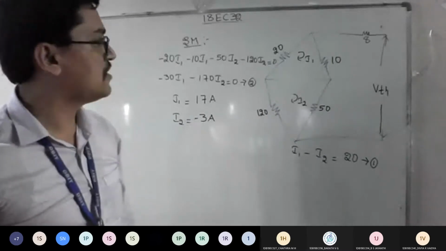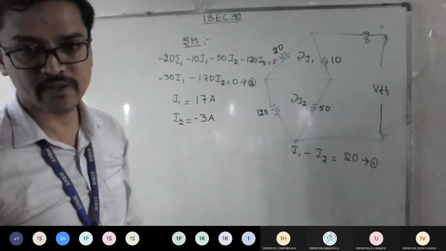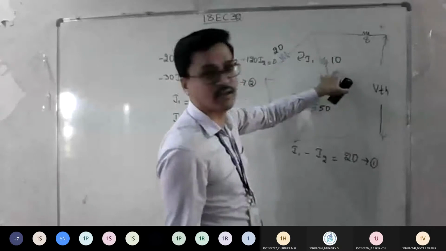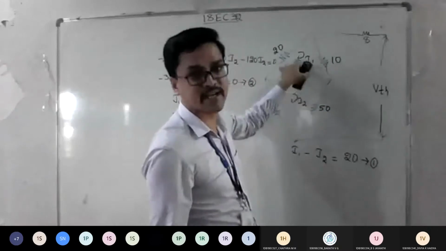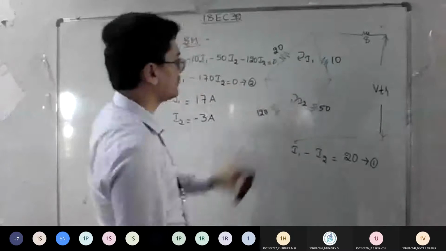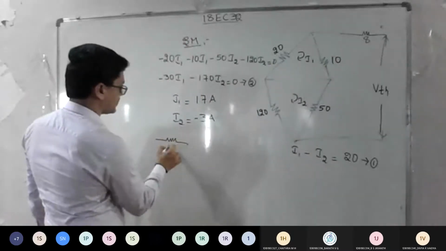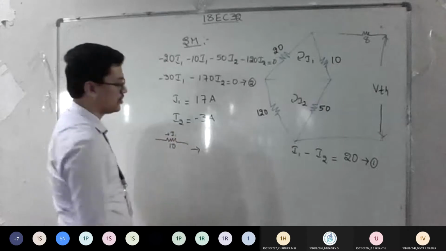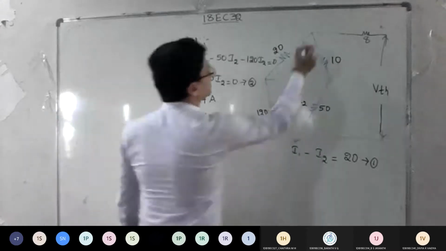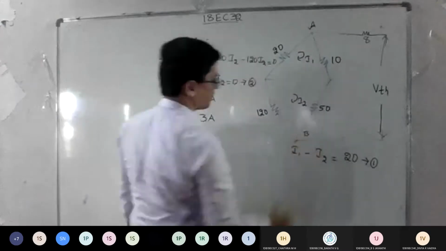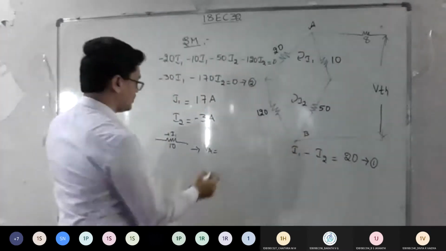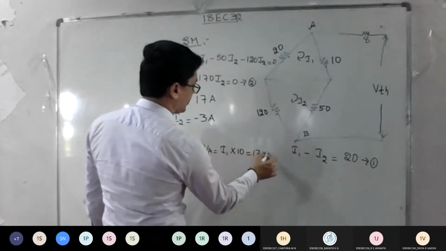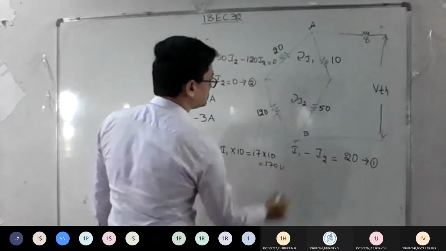Now what should you find? You need to find the voltage across individual nodes. If you are able to find the voltage across this 10 ohm and 50 ohm, the same answer will come across these two also. So first find the voltage across the 10 ohm resistor. Across 10 ohm, I1 is flowing. So I can tell VA. You can mark this as A and this as B. VA is I1 into R, which is 10. I1 you told 17, into 10. So you're going to get 170 volt.